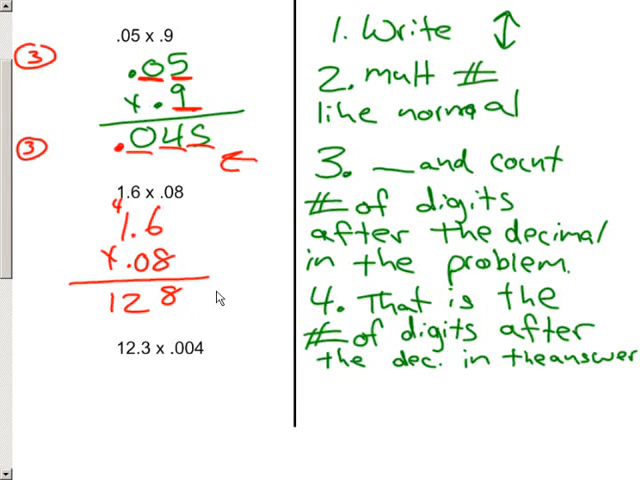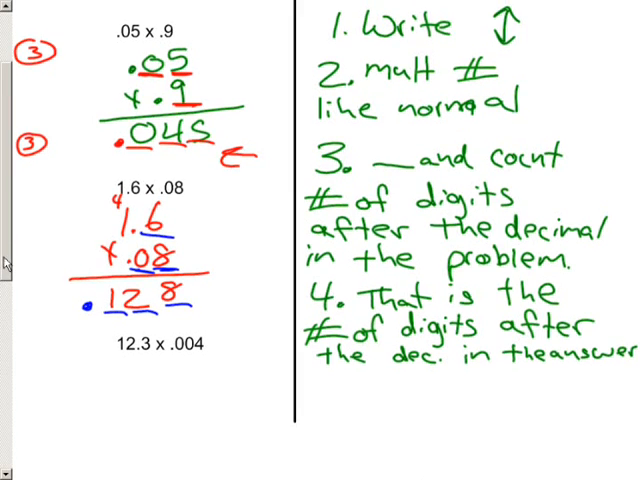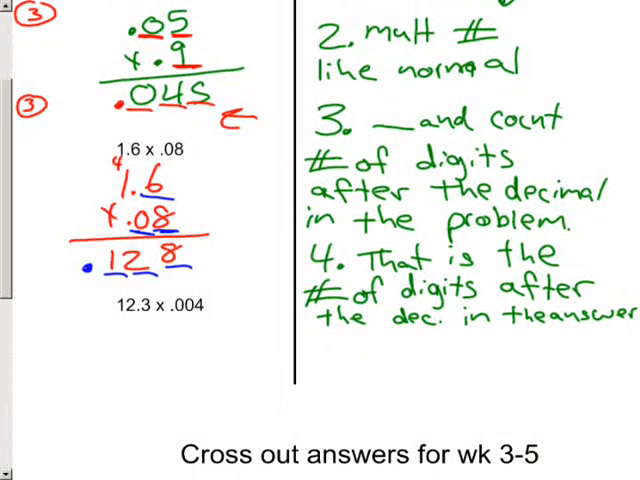Now, lastly, we need to place that decimal. Count the number of decimal places in the problem. So let's underline and count. 1, 2, and 3. Now let's underline and count in the answer. 1, 2, and 3, and that's where our decimal goes. Again, let's double check. 1, 2, 3, 1, 2, 3. 128 thousandths is my answer here.